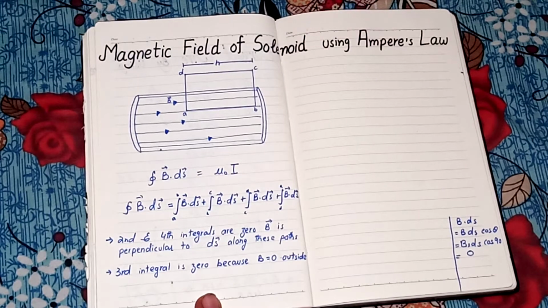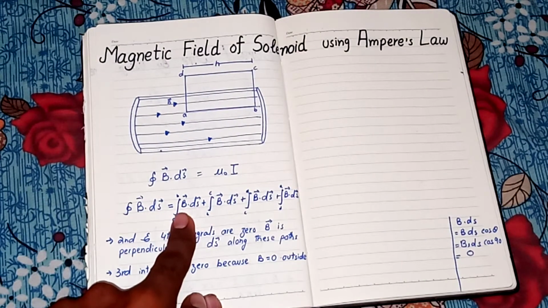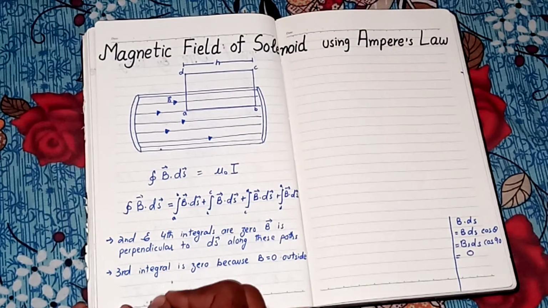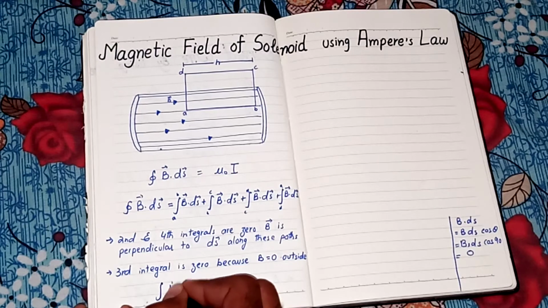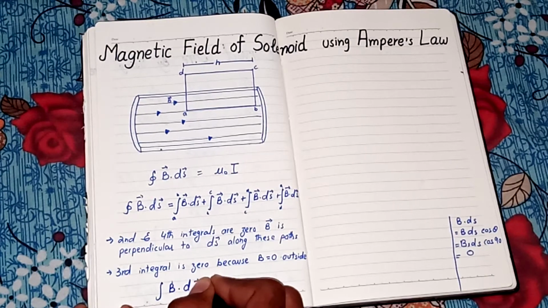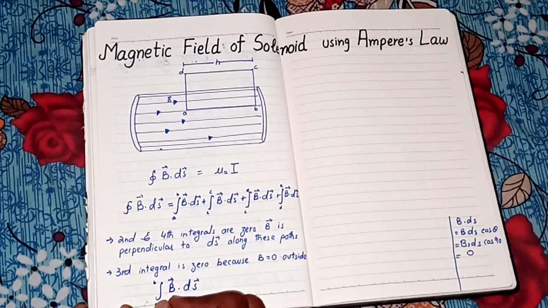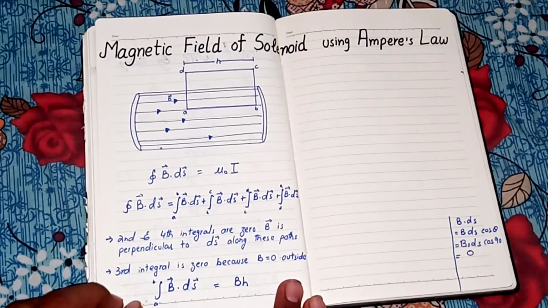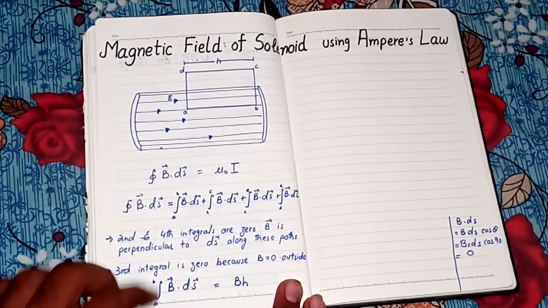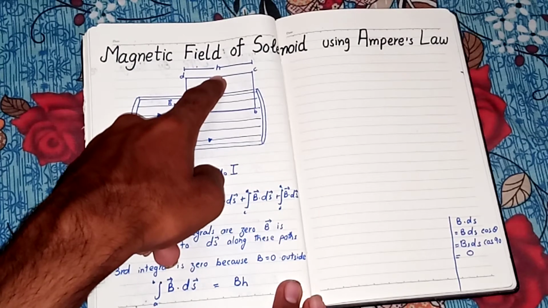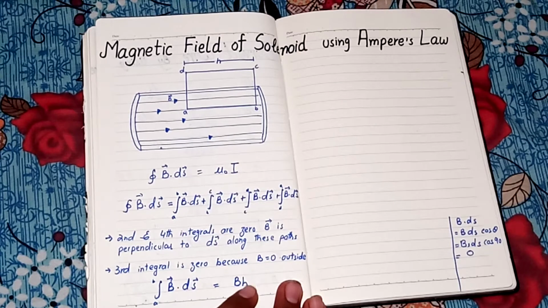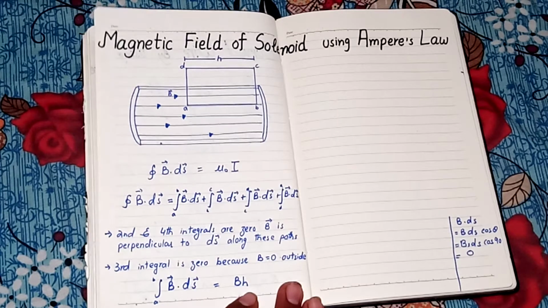So what is left is the first integral, the integral of B dot ds, which equals Bh. The path length from b to a is h. Therefore, after applying the limits to s, it reduces to h. Therefore, the answer of the integral of B dot ds is Bh.